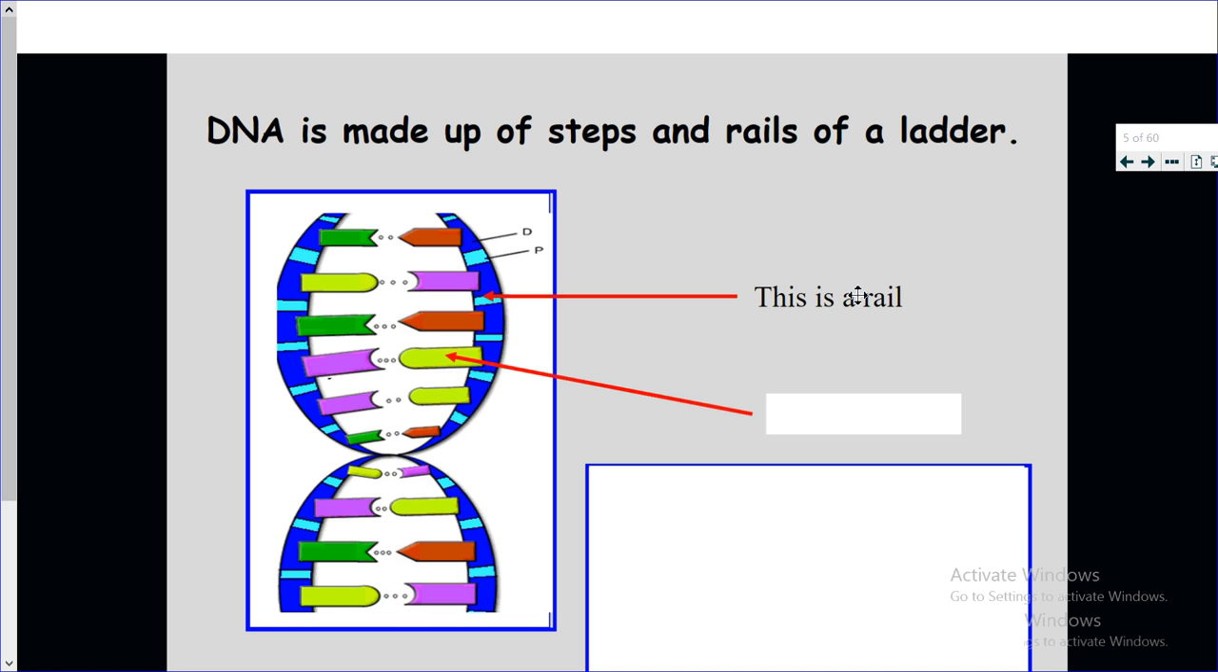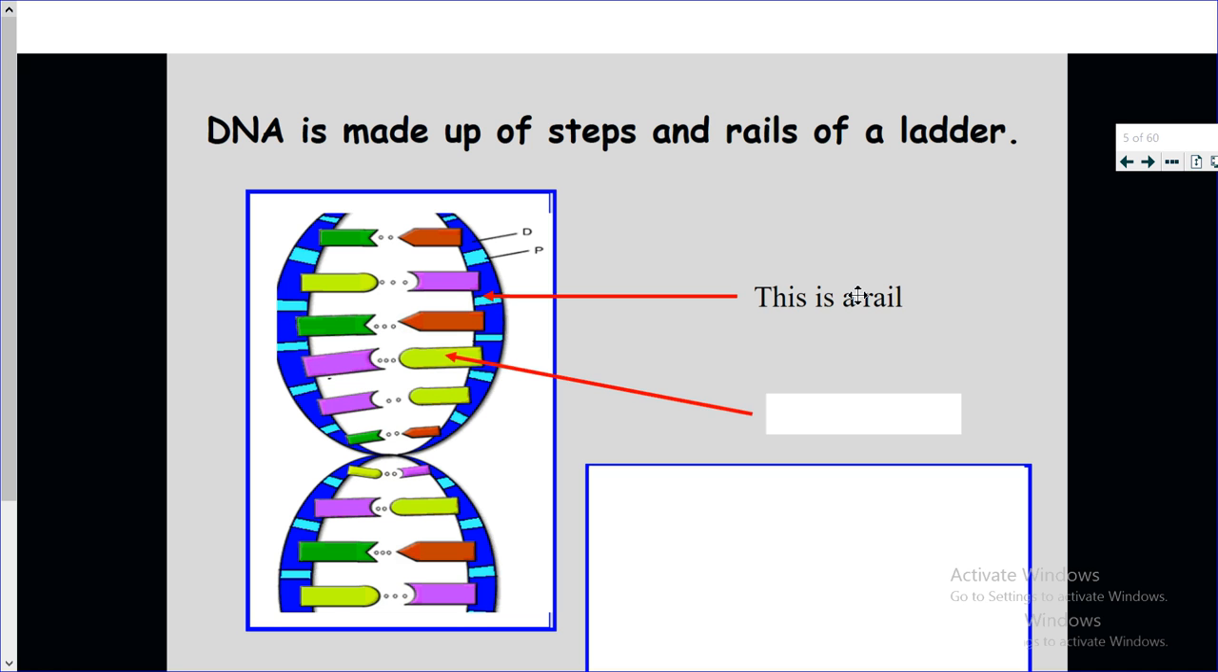Oh, no, you're to label your picture, I apologize. You're to label your picture that looks just like this, on our first one. I was going to copy this one, but I didn't, that's fine, you still have this picture. So your picture that you have on your first box, go ahead and label your rails, the sugars, and phosphates.